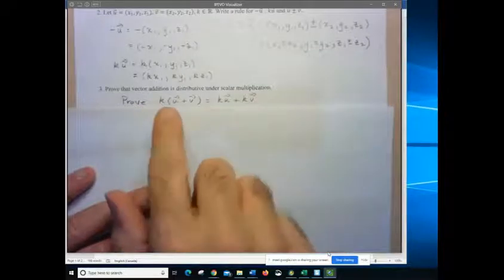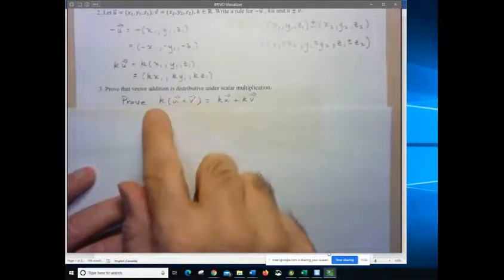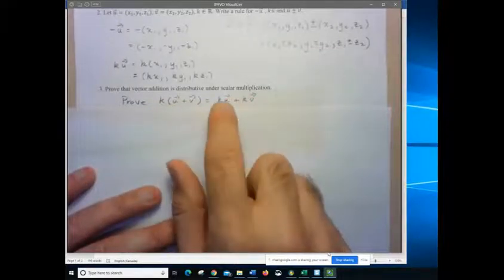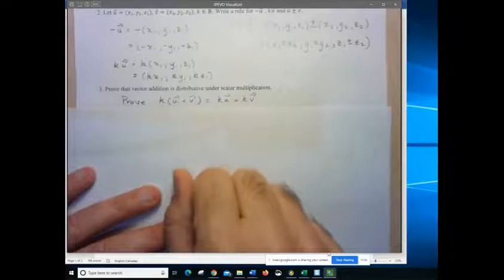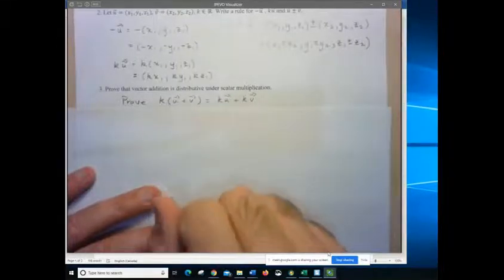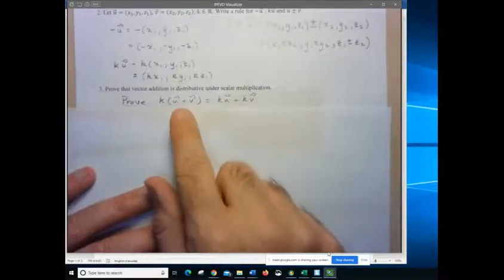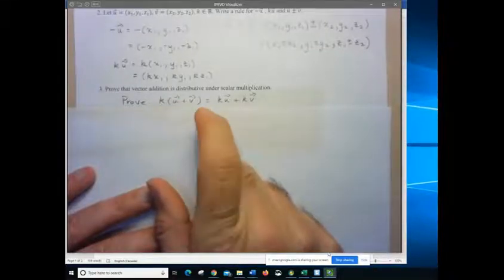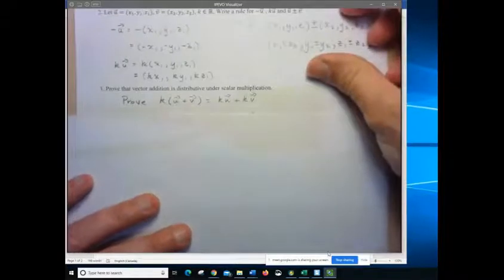Okay, that if I multiply the sum of two vectors by some scalar, that's equivalent to multiplying the individual vectors by that scalar and then adding them. So our good old distributive property. So let's see how we could do this. If we want to prove this, I'm going to do what I usually do. I'm going to start with one side and hopefully show that it's equivalent to the other side.